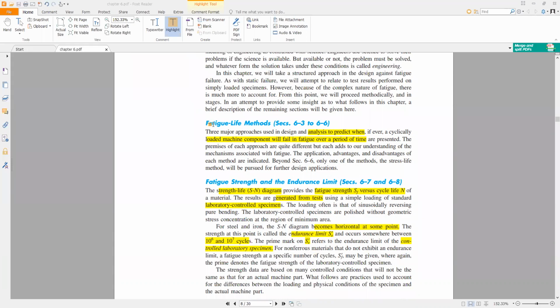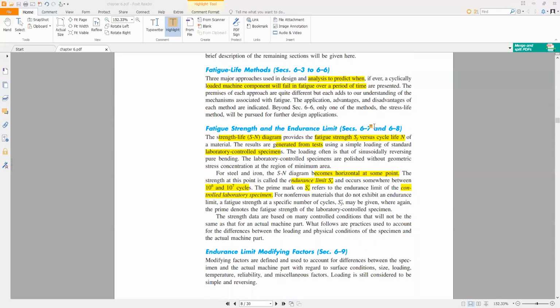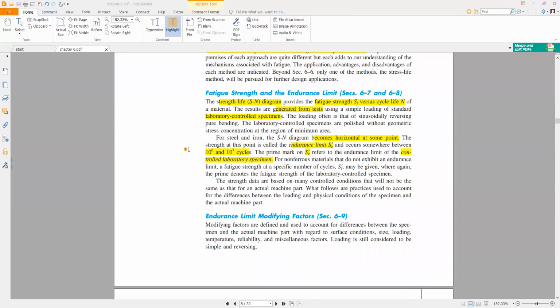Okay, before that, fatigue life methods. It is an analysis to predict when it will happen, when the loaded machine component will fail in fatigue over a period of time. Any part of a machine has its lifetime. So before the fatigue happens, we need to take it into consideration and replace it with a new one.